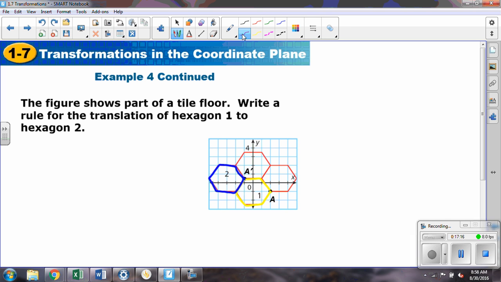Perhaps the easiest way of doing that is to find one set of points that got moved together. A got moved to A prime. So we had to go left and up. How far left was it? Simply counting 1, 2, 3. Then we also went up. How far? 1 1/2. So there's 1 1/2. We're done. We have our rule written out.